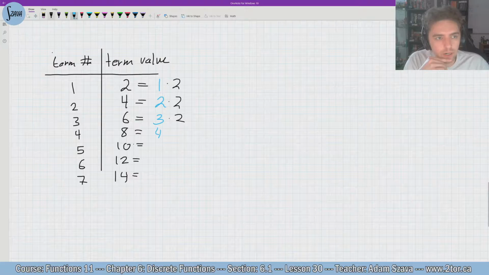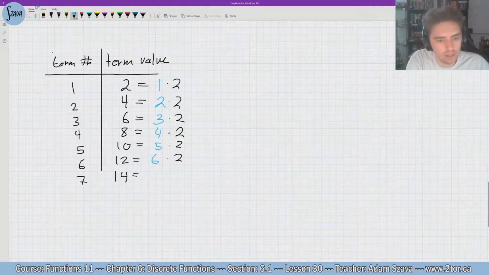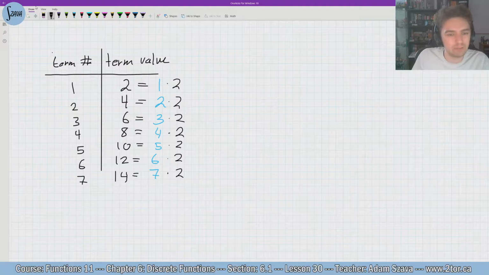8 is 4 times 2. 10 is 5 times 2. And so this is where your pattern recognition skills are really important, right? This is why we study that a lot in school, because with sequences, you have to be able to recognize patterns to be able to solve them, to be able to figure out an explicit formula.